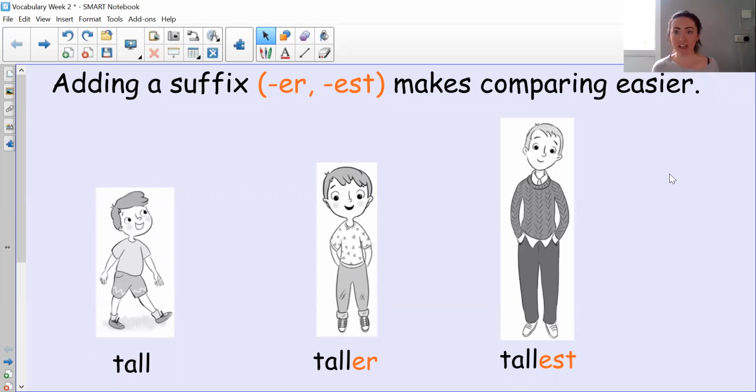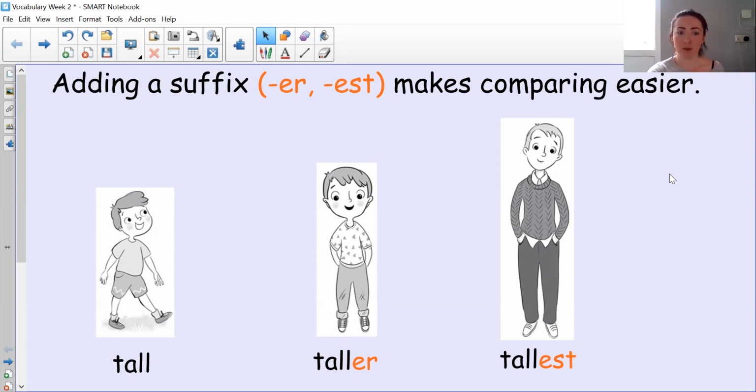So first of all, we are comparing the height of these three people. So when we compare height, we talk about things being tall or short. Okay, we don't really use the word big or small because that's not very specific to height. That can be about the width of things, so the size of things side to side, or the length of things as well. So if we're specifically talking about somebody's height, we usually use the adjectives tall or short.